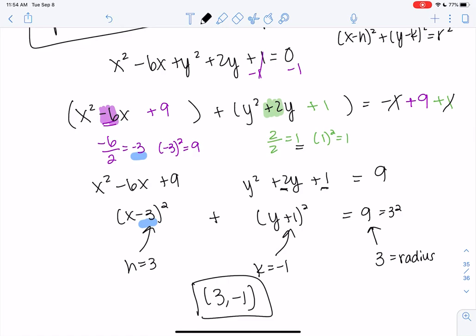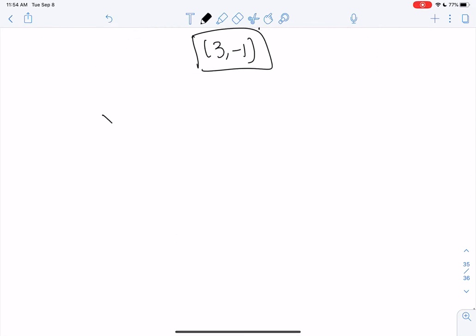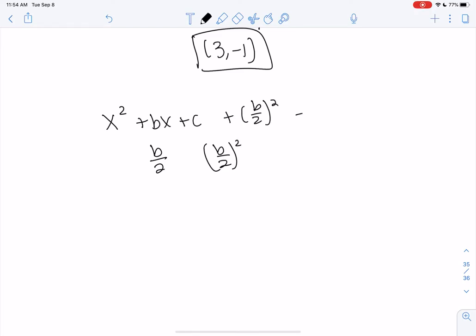So the rule for completing the square is, this is when x does not have a coefficient. So if there's an a, you have to factor that out. But these don't have coefficients, plus c. The rule is we do b divided by 2, and then we do b divided by 2 squared. And so that's the number we add and subtract. Or if you have two sides, you can add it to the other side. And this will always make a perfect square.